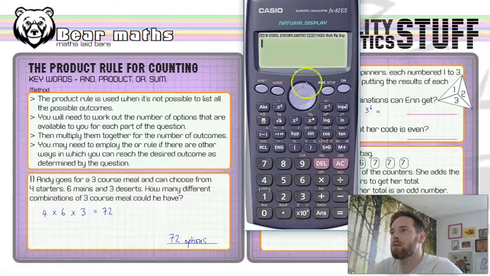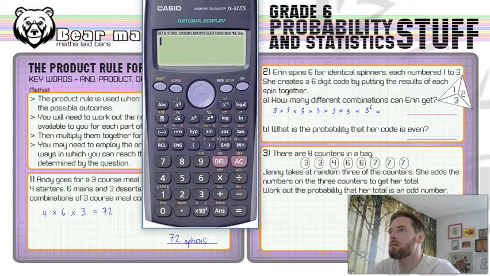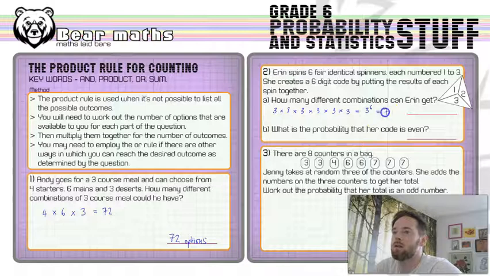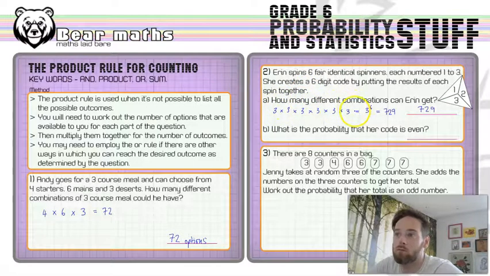So 3 to the power of 6, if I just move the calculator over a little bit, you can type in like this, press that button there, brings up the box, put the 6 in, and you get 729. So there are 729 different combinations that Erin could write down. Think about that logically for a second. She could get 1 1 1 1 1 1, all ones. I mean, it's unlikely, but it's possible.